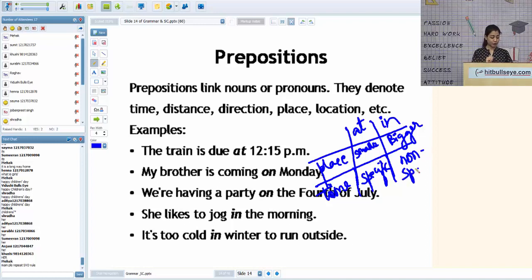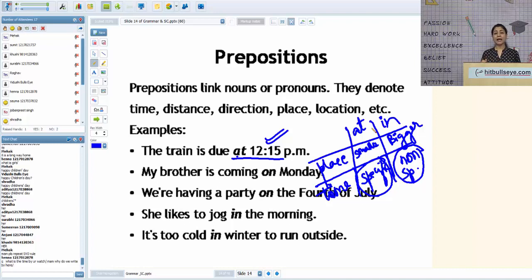Great. Let's put this into perspective. The train is due at 12:15 p.m. But if I say she came to my house in the morning, I will not say she came to my house at the morning. So in tells me non-specific time, in the morning. But if I talk about a specific time, I'll use at. Okay, let's talk about place. If I say he lives at 221B Baker Street in London, the smaller place, 221B Baker Street, I've used at for it, but for London I've used in.